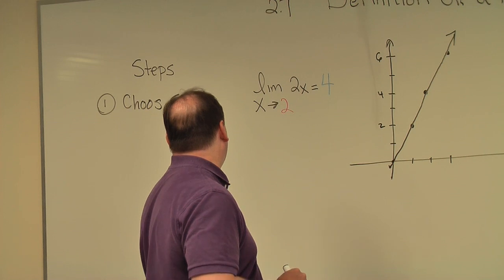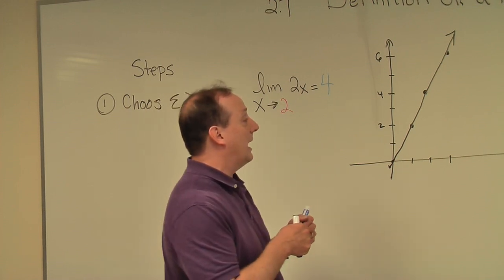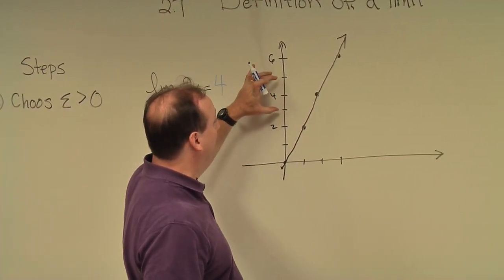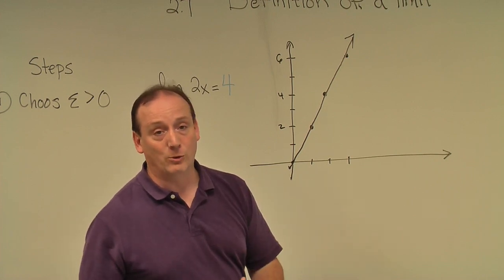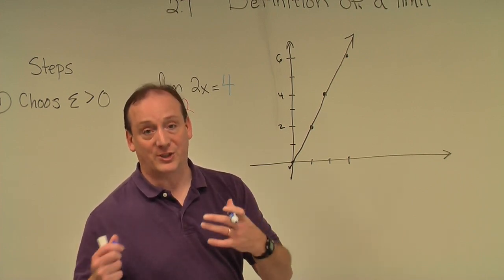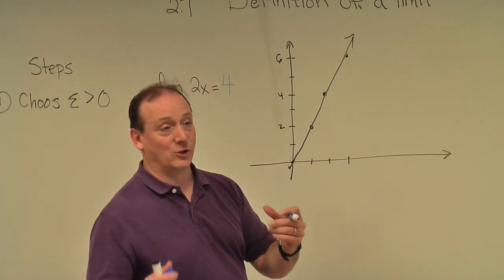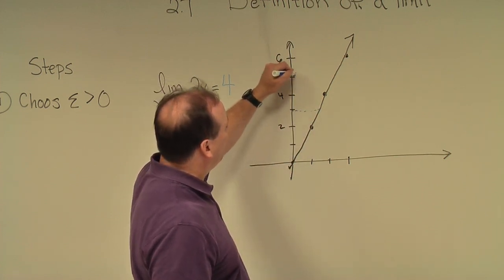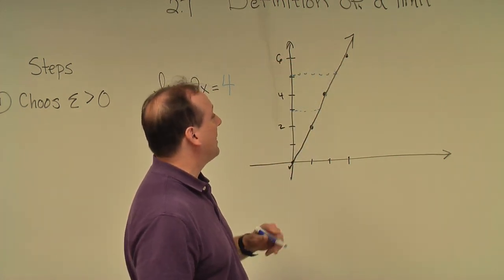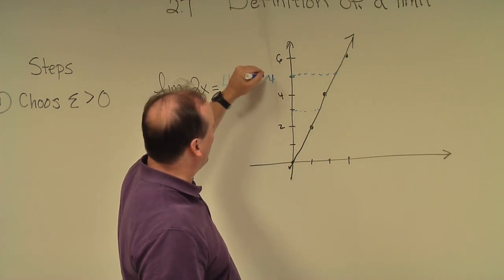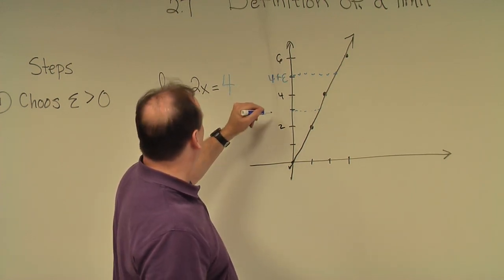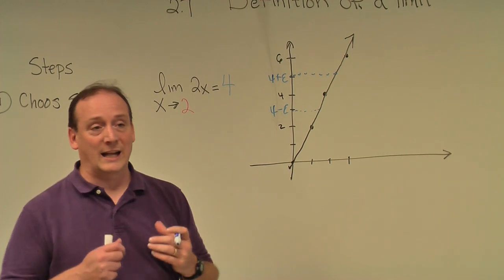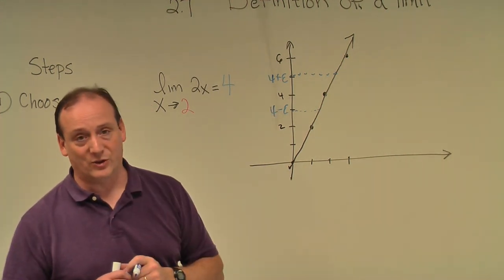So when I say choose epsilon greater than 0, on the graph here for 2x, I'm going to pick epsilon equal to 1. The only reason I'm doing that is because it's big enough for you to see in the video. Not because I have to choose epsilon equal to 1. So epsilon represents a window, right? And so this would be 4 plus epsilon up here. This would be 4 minus epsilon here. Okay, so we choose an epsilon, and I'm just drawing it big enough for you to see.